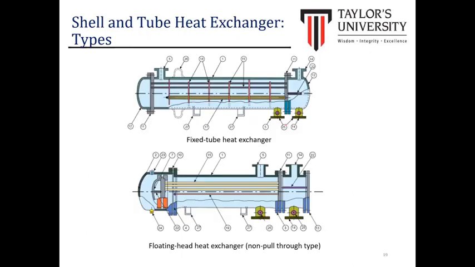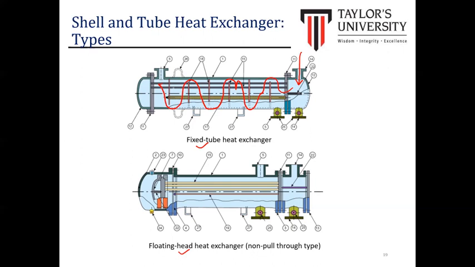So these are the types of the shell and tube. We have fixed tube heat exchanger, floating head heat exchanger. So you can see here, okay, we have the shell and tube. How can we identify which part is shell or tube? Okay, you can see here, this is how the fluid will be inserted into this. And we have a baffle here, so it will move across the baffle. So this is for the shell part, and then for the tube.